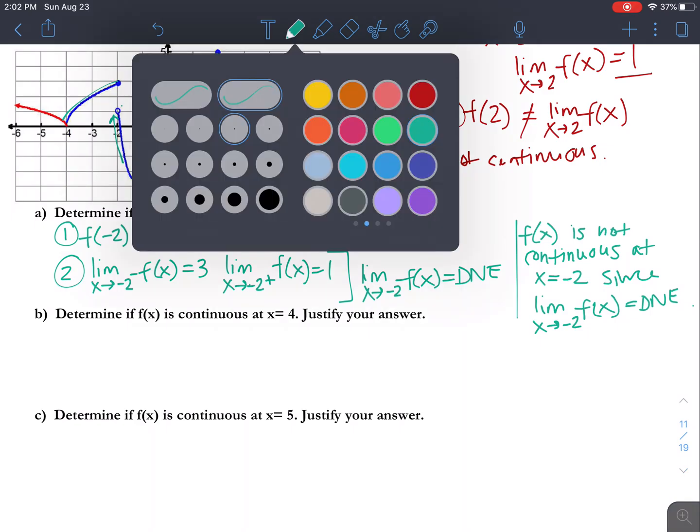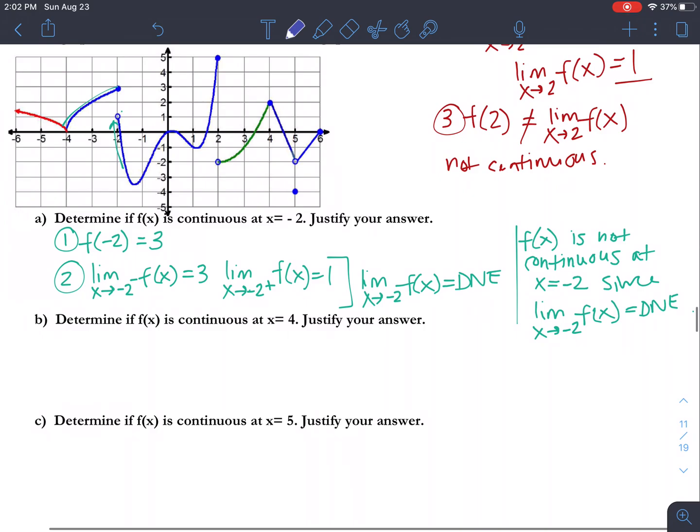Again, pause if you need to. Letter B is talking about x equals 4. So what do you guys think? Take a look at 4. Think in your mind right now, is f of x continuous at 4? Excuse me, not -4. Well, hopefully you're thinking yes. So let's prove it.